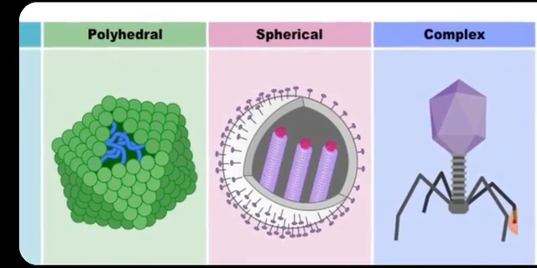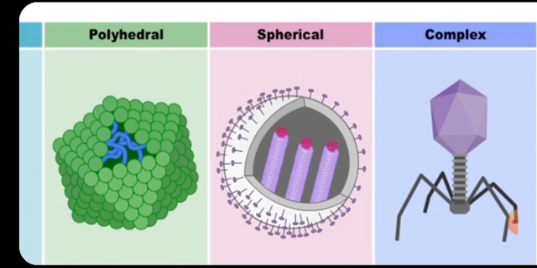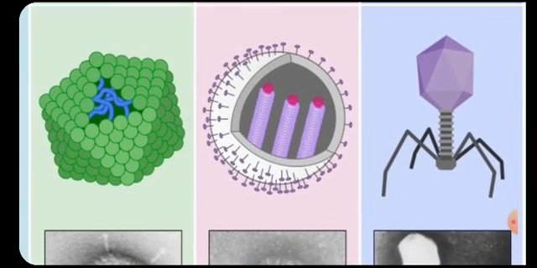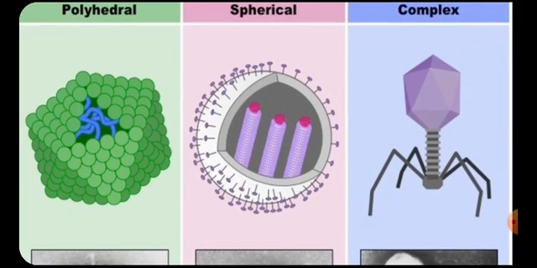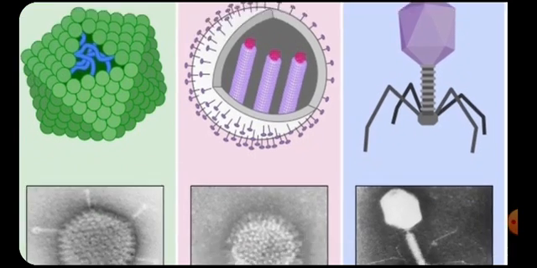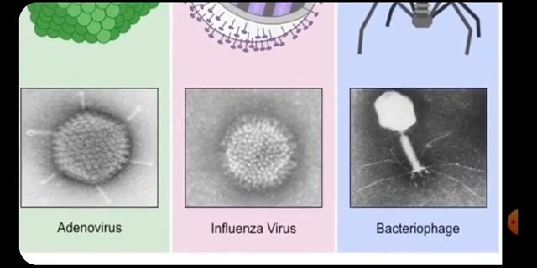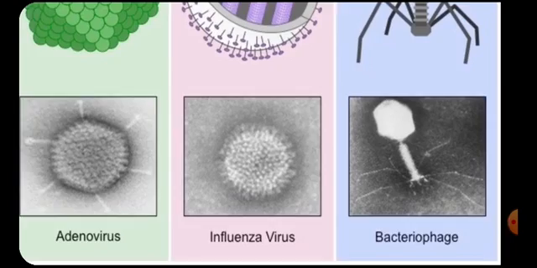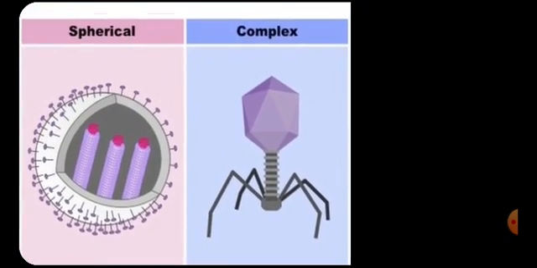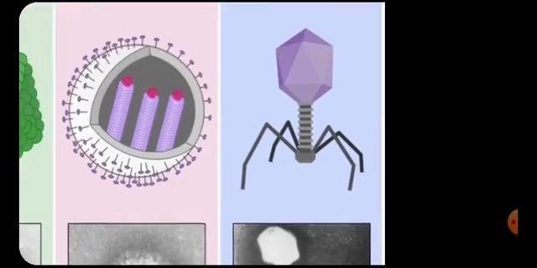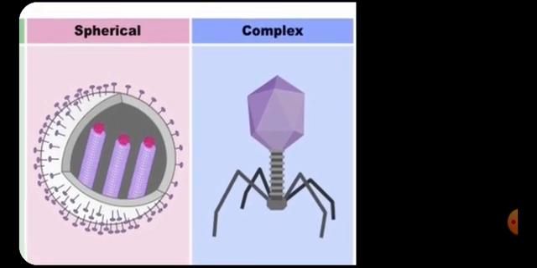Another shape is the spherical shape. You can see the spherical envelope, and inside that the shape of the capsid is helical. Pink colored are the capsids, and inside them the red colored ones are nucleic acids. This is the structure of influenza virus, which is closely related to coronavirus. Some of the viruses may have a complex symmetry like this.